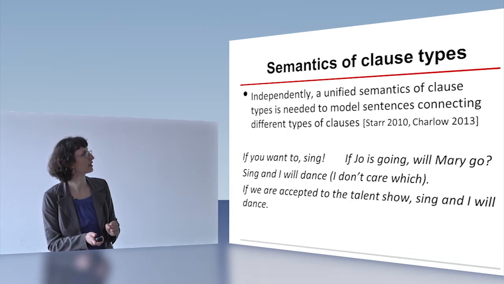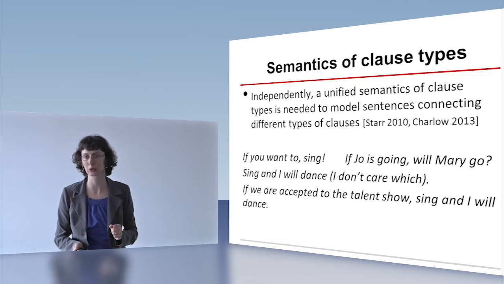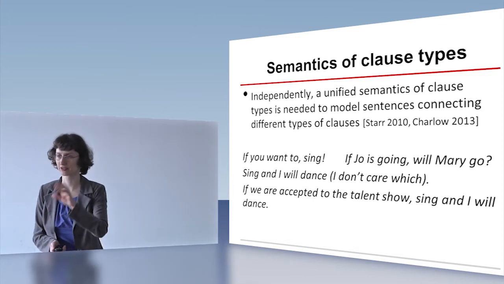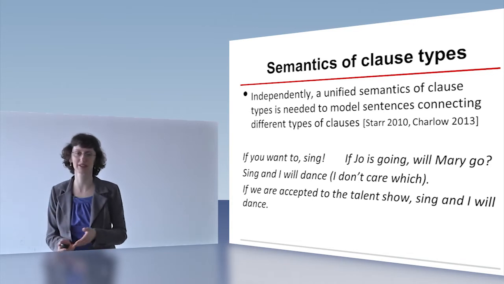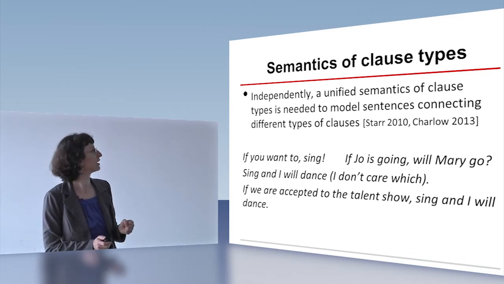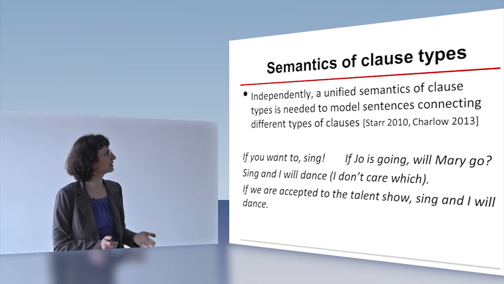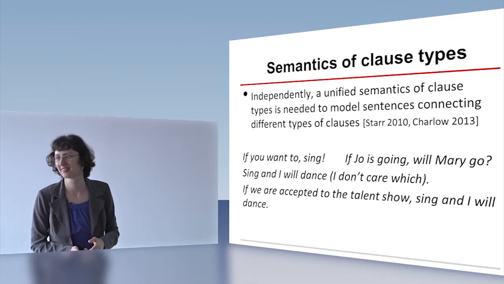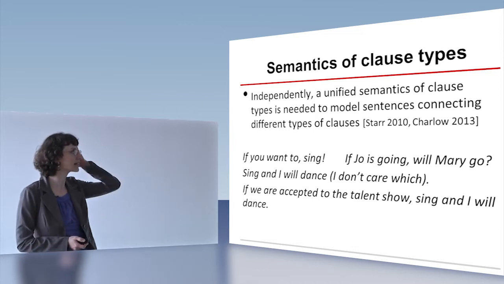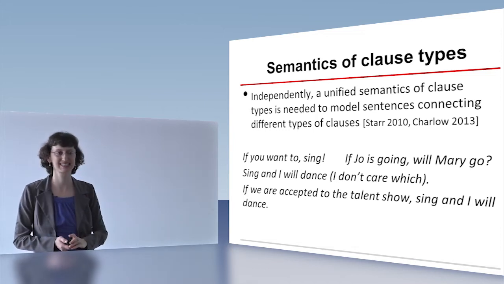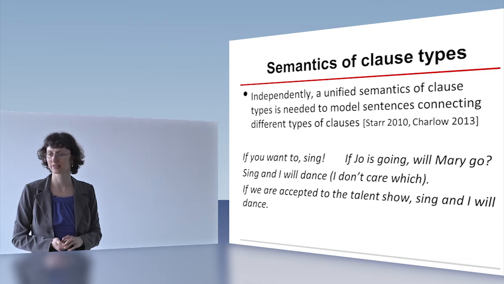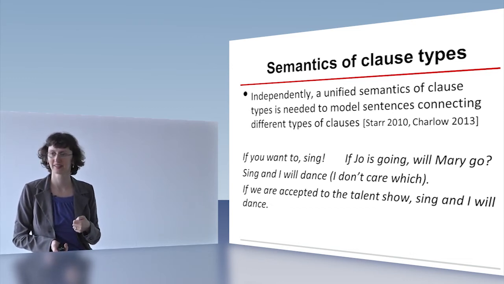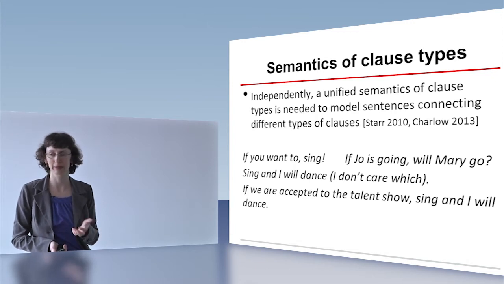Now, independently, we need a semantics of clause types that can unify all the different types of clauses, the declaratives and the imperatives and the whatnot, because it's independently needed to model sentences that connect different types of clauses. So you have sentences like, if you want to, sing. The if clause is a declarative, arguably. The then clause is an imperative.